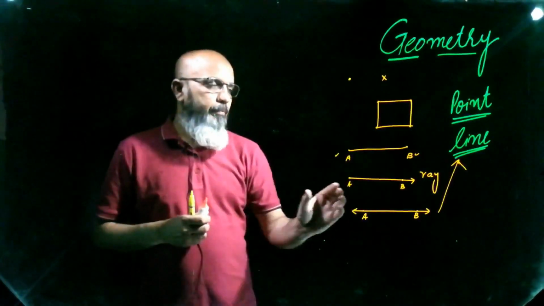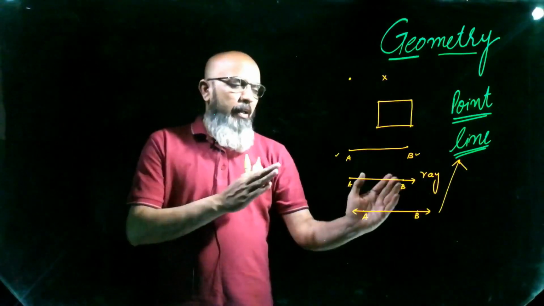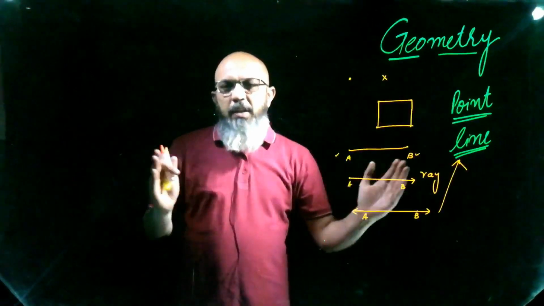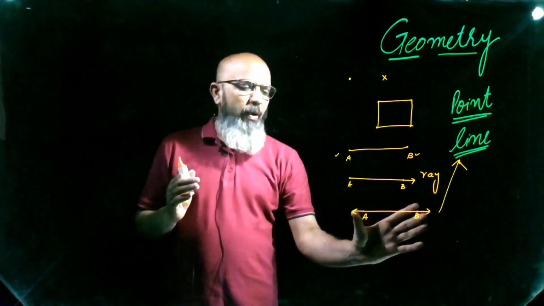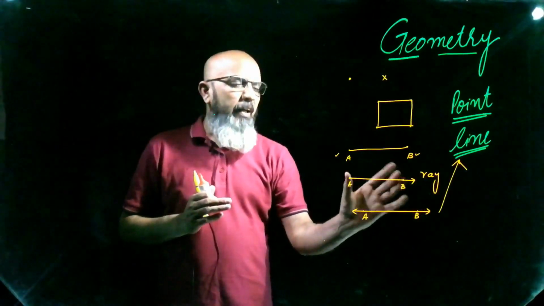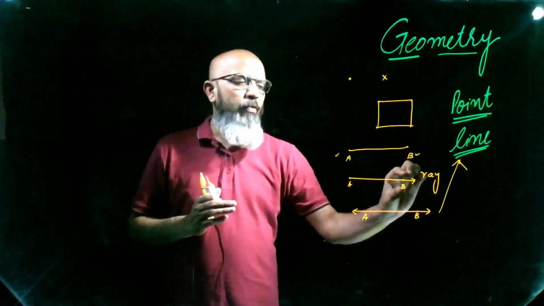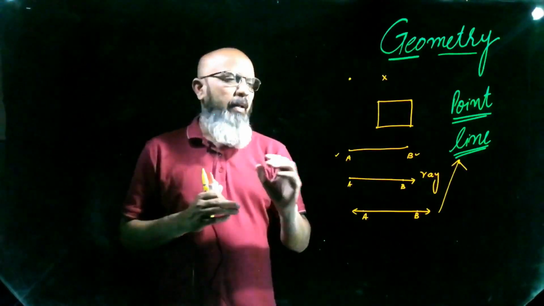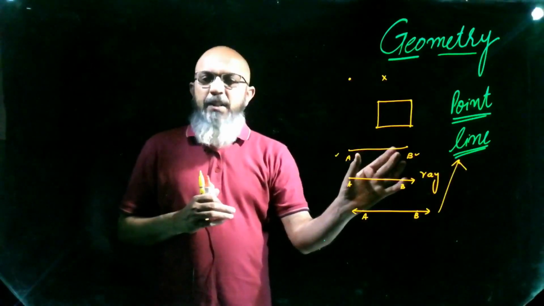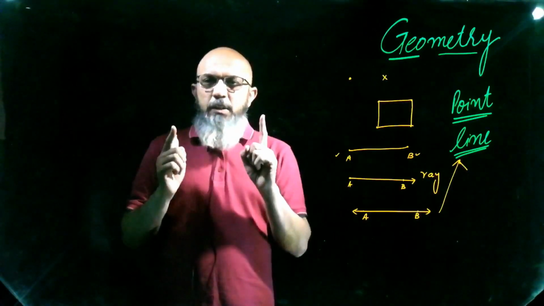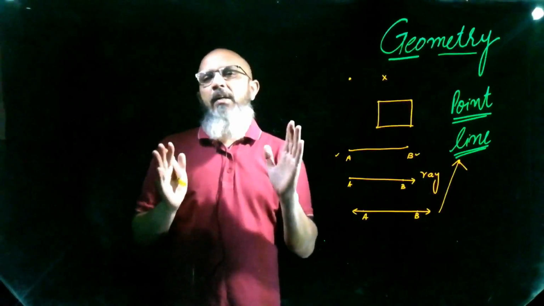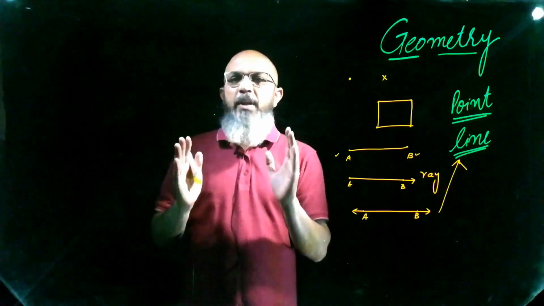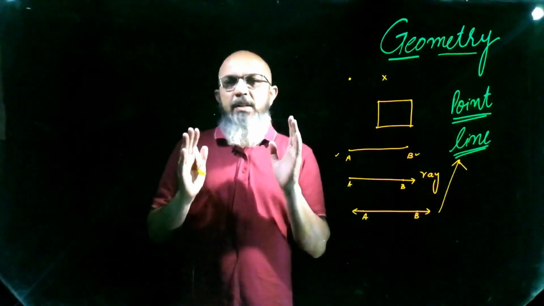Again I will revise. A line is 2 points extendable in infinite directions, with arrowheads on both sides. A ray has one fixed point and one point extendable to infinity. And a line segment is a fixed distance between 2 points. It has a fixed measurement. That is called a line segment.